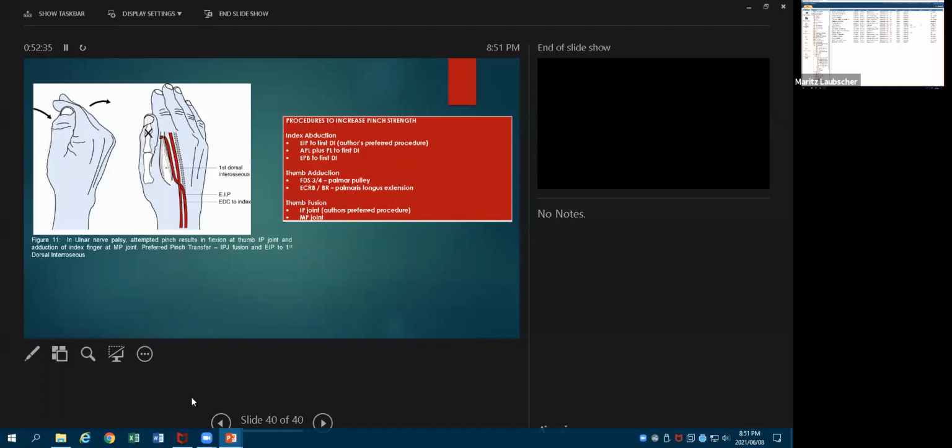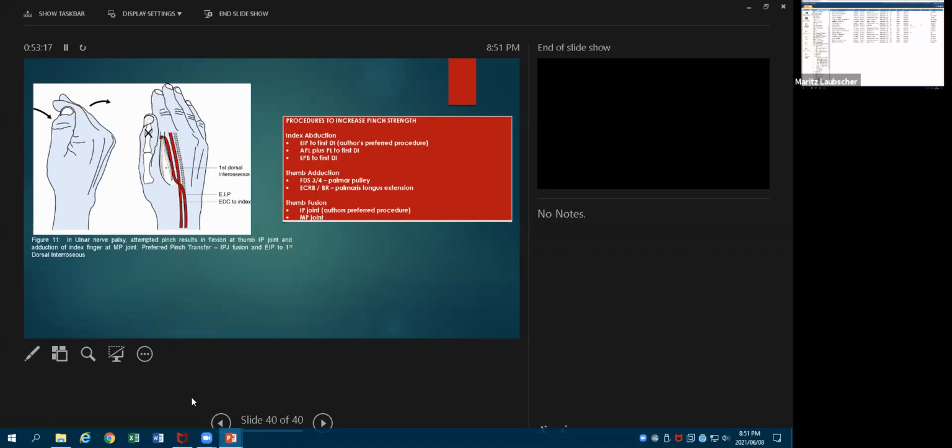Or you can just fuse the thumb, either the IP joint or the MP joint, because that then improves the stability of your thumb and increases the lever arm, so the FPL can work over a long lever arm. And that's our preferred procedure, the IP joint fusion. So if you combine those two, the IP joint fusion and the ERP to the first dorsal interosseous, we take the ERP, wind it around, put it into the first dorsal interosseous, so it acts as a resistor to thumb to index adduction, adds some abduction, and you fuse the thumb IP joint to improve the lever arm of the FPL. Then you can substantially jack up pinch, and then the patients are happy.